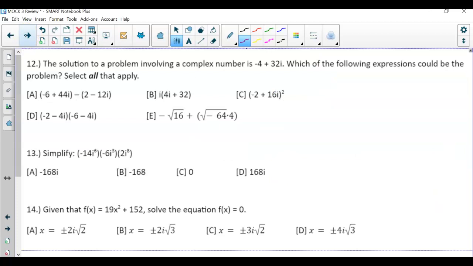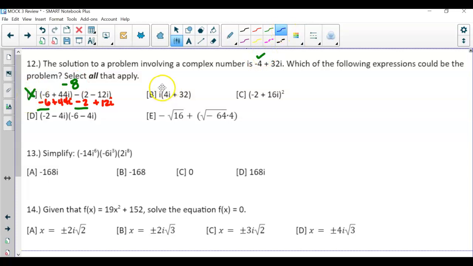So now question number 12. You're given this complex number here, negative 4 plus 32i. But which of these expressions would give you that same thing? So for example, I could distribute this negative 1 here. So I've got negative 6 plus 44i minus 2 plus 12i. So now I've got negative 2 minus 2, which is negative 8. But I need negative 4. So I know A is not an answer.